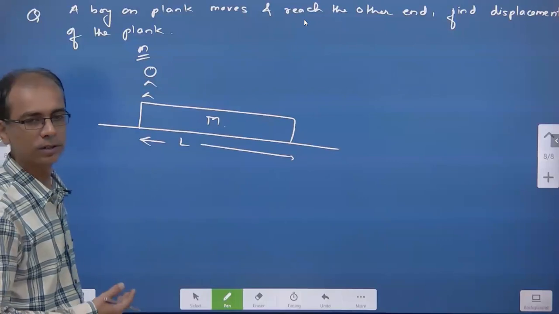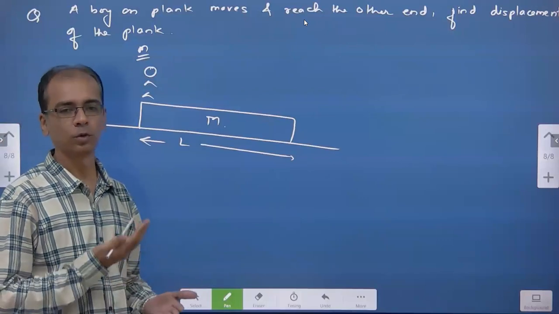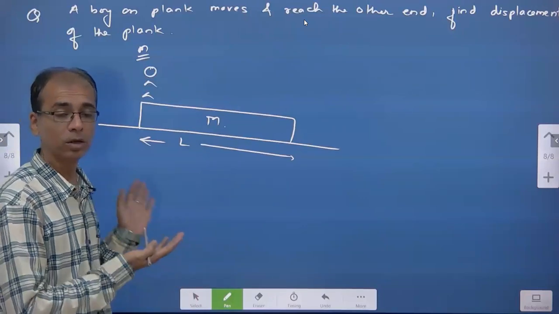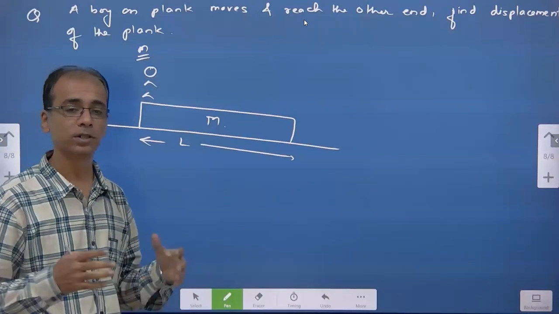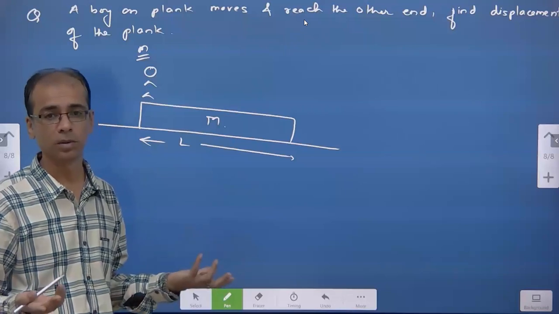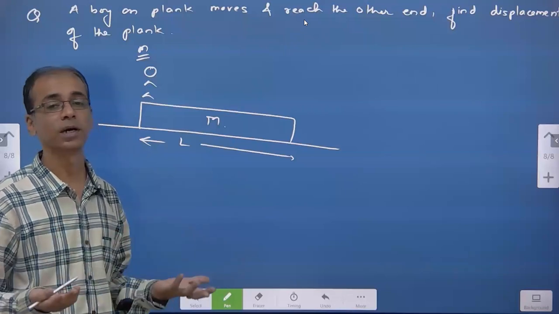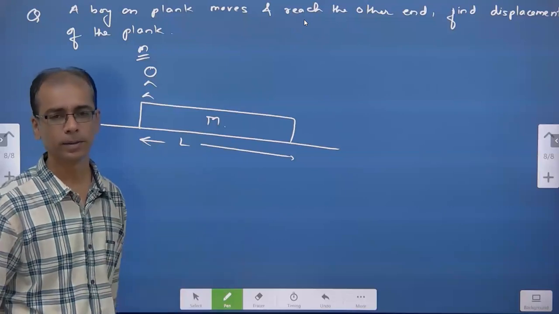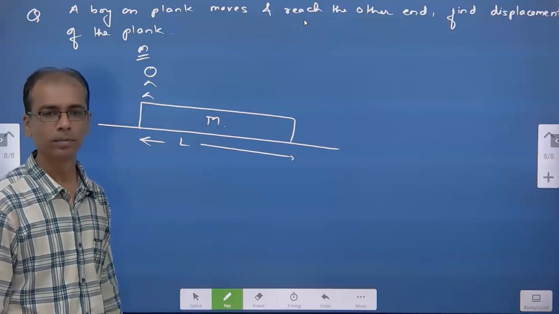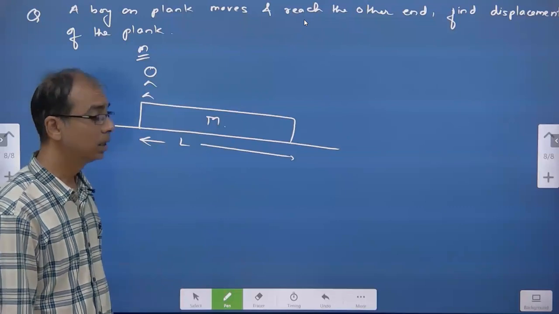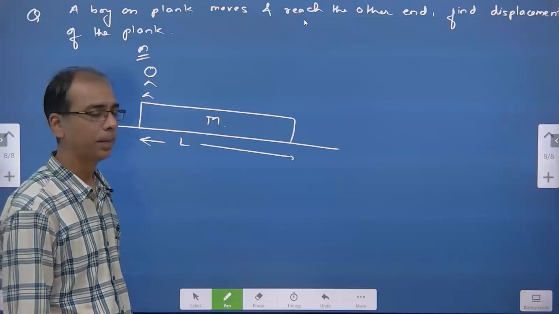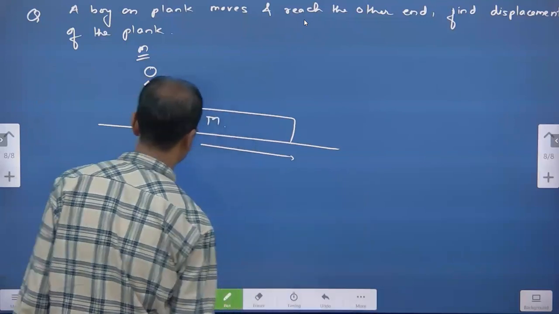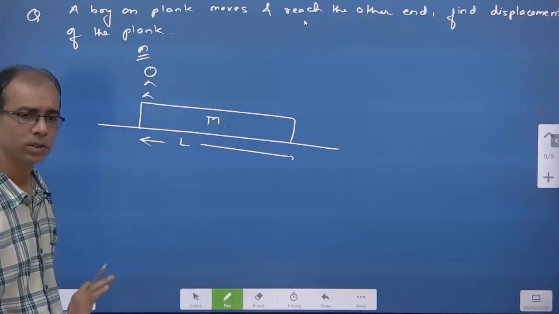Again, what do I know in this? No external force, no acceleration. Velocity is 0 because it was not moving earlier. So velocity of the system will be 0, so center of mass will remain fixed. Wherever the center of mass is, it will remain fixed. I'm just making the diagram, then we'll understand and solve the question. Solving is very easy.